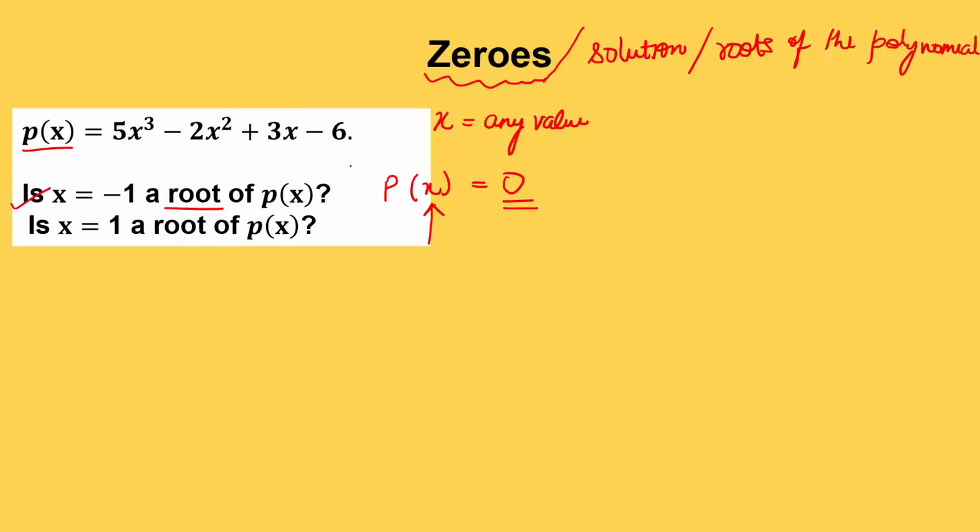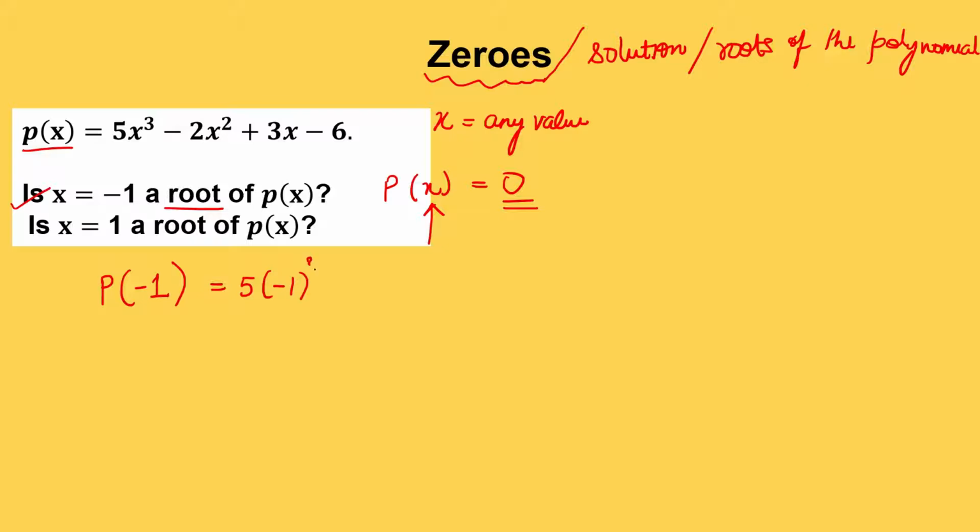So how will we check it? We will substitute in place of x. If the final answer comes out to be 0, then it is a solution or root or zero, otherwise it is not. Let's do it one by one. First, substitute negative 1 in place of x.